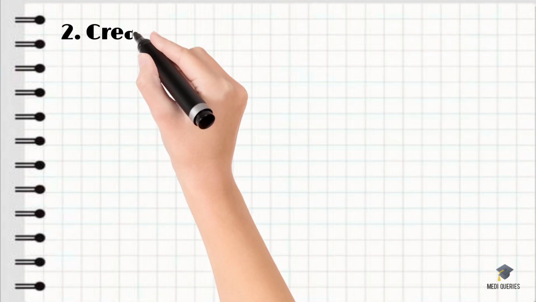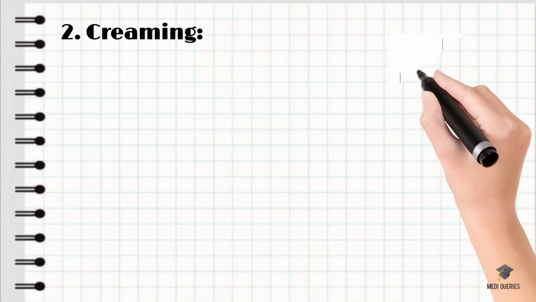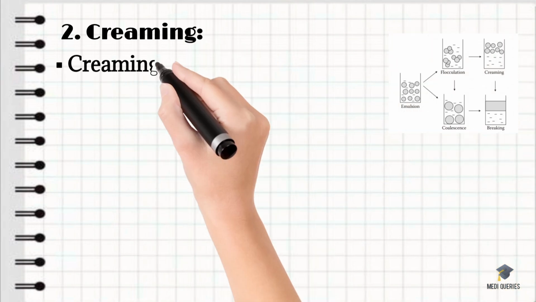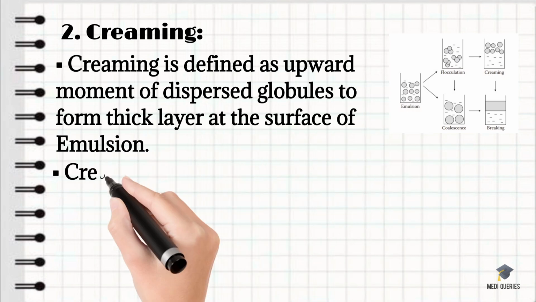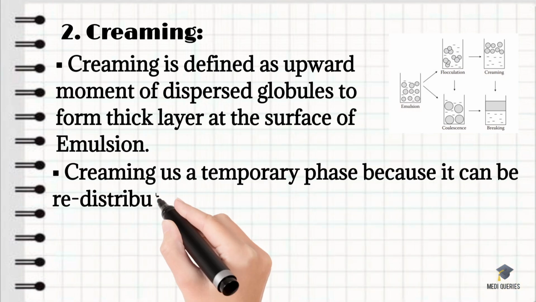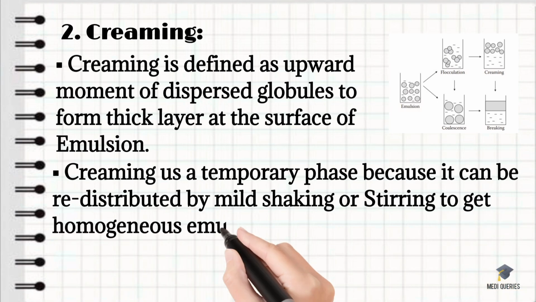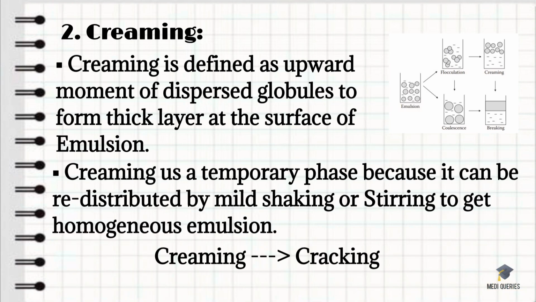Next one is creaming. So what is creaming? Creaming may be defined as the upward movement of the dispersed globules to form a thick layer at the surface of the emulsion. Creaming is a temporary phase, therefore it can be redistributed by mild shaking or stirring to get again a homogeneous emulsion. As far as possible, creaming of the emulsion should be avoided because it may lead to cracking with a complete separation of two phases.